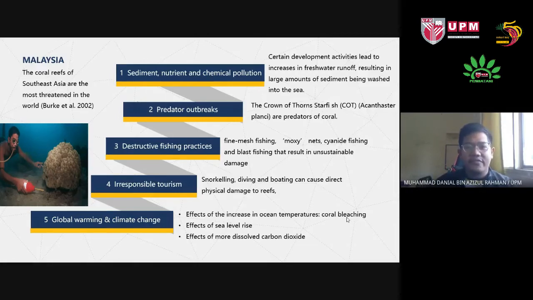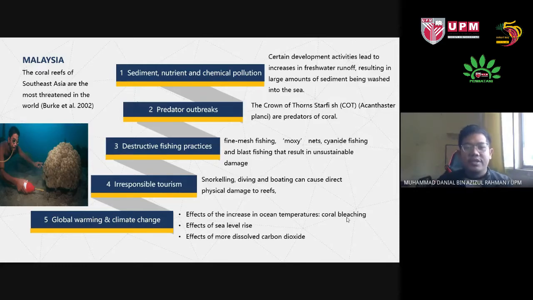So destructive fishing practice will endanger the coral. The next one is the main problem that threatens the coral reef: irresponsible tourism. Snorkeling, diving, and boating can cause direct physical damage to the reef when the industry itself manages it very poorly. When the tourism industry manages so poorly, this will damage the coral.